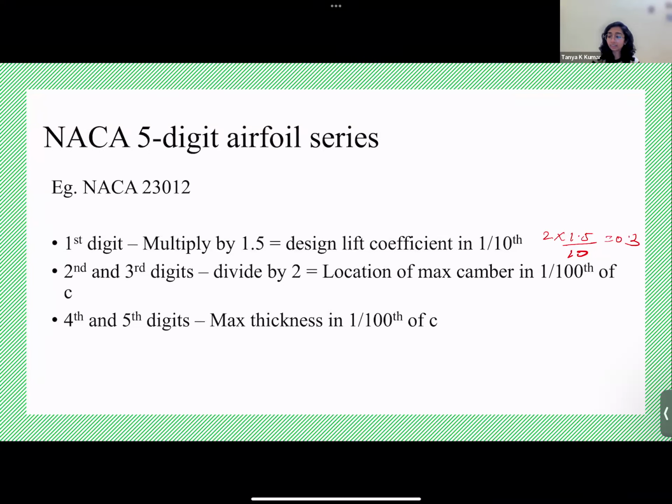The second and third digits, when divided by 2, give you the location of maximum camber in 1/100th of C. In this case it will be 0.15 C, so 30 by 2 into 1/100 C. The fourth and fifth digits, just like the 4 series case, give you the maximum thickness in 1/100th of C. So again, it will be 0.12 C here. These are again the values.